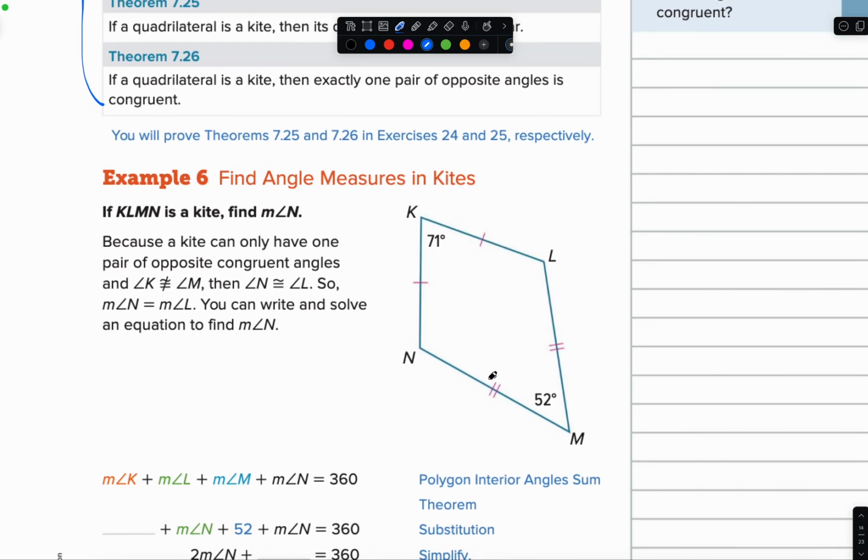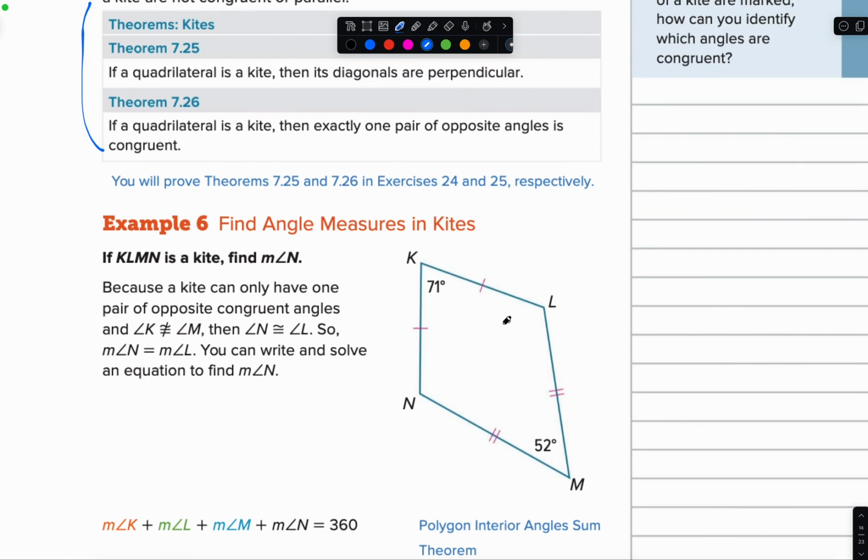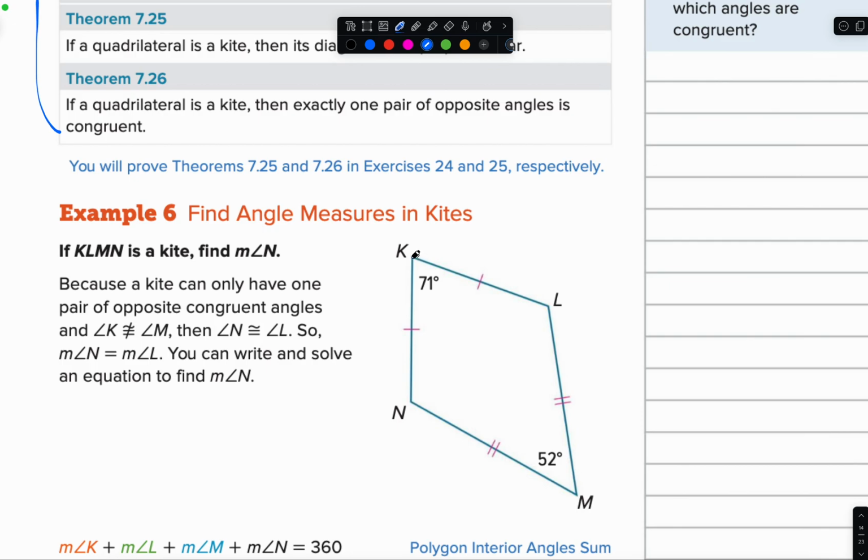And here we go. They say find the measure of angle N. I like this question. Right off the bat, they're giving you some interesting information. So my kite is kind of tilted to the left. Here you can see what we just talked about: the top and bottom angles are not necessarily going to be the same, but we do know that this left and right side angle are going to be the same. So that's kind of fancy.